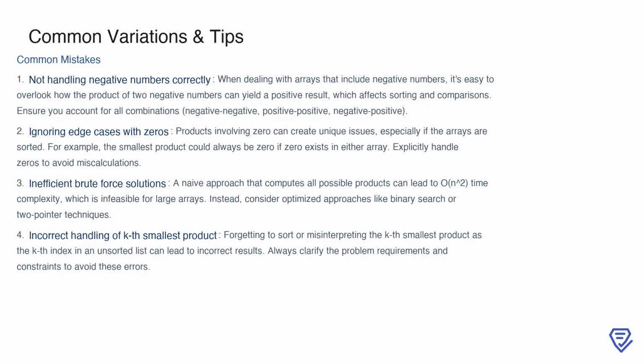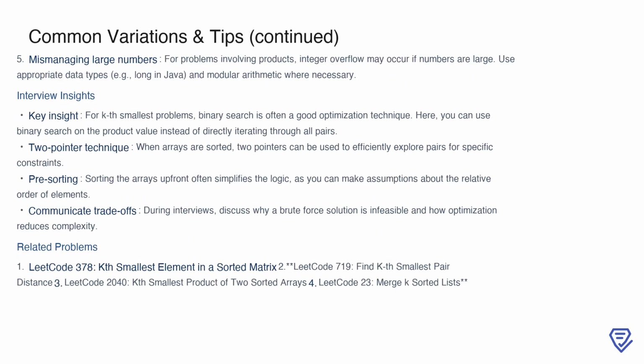Lastly, misunderstanding the kth smallest product can lead to incorrect results. Remember, kth smallest refers to the position in a sorted order of products, not just the kth index in an unsorted list. Always recheck the problem constraints to ensure your approach aligns with the requirements. Handling large numbers is another critical consideration. When working with products, especially in programming languages like Java or C++, integer overflow can occur if the numbers are large. To prevent this, use data types that can store larger values, such as long in Java, and consider applying modular arithmetic if necessary.